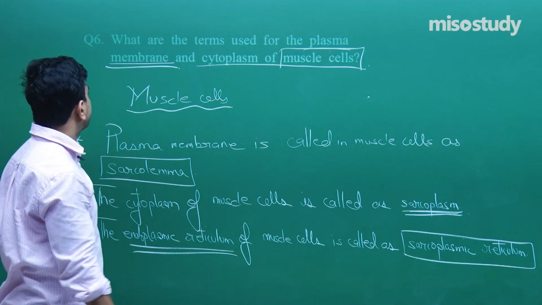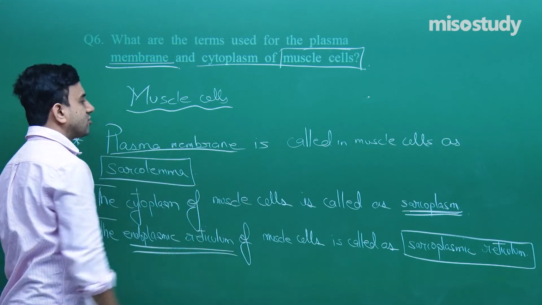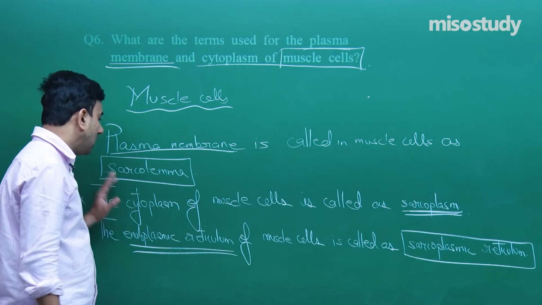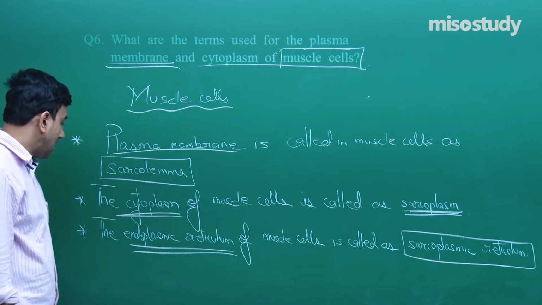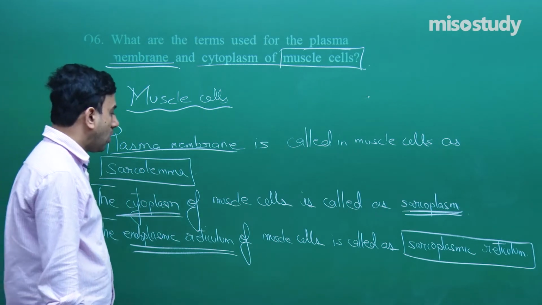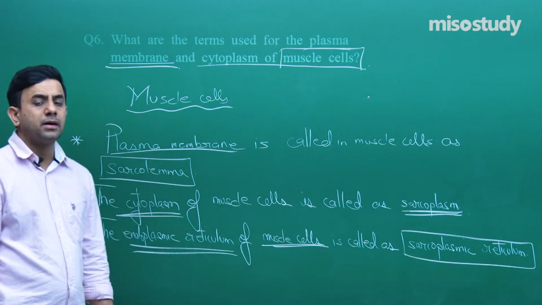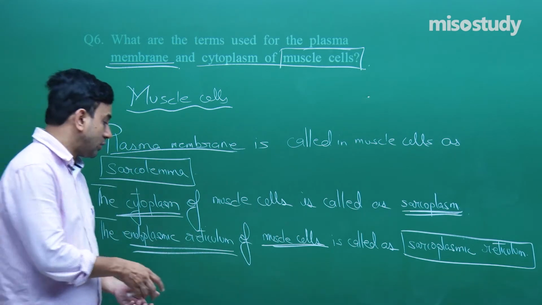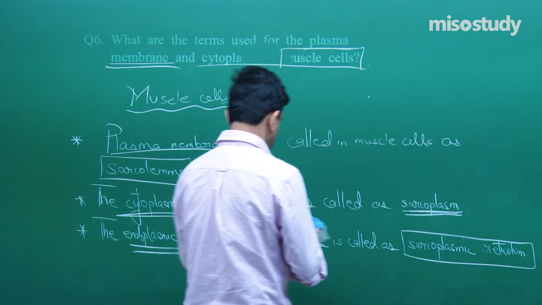So, what are the terms used for the plasma membrane and cytoplasm of muscle cell? The plasma membrane is called in muscle cells as the sarcolemma. The cytoplasm of the muscle cells is called as the sarcoplasm, and the endoplasmic reticulum of the muscle cells is called as the sarcoplasmic reticulum.